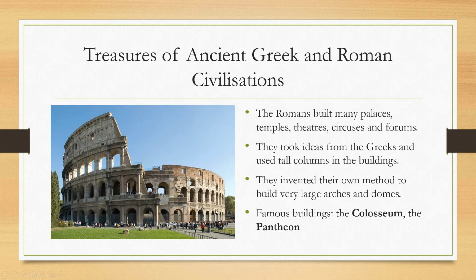Now, we can certainly refer to this picture for evidence. You can identify that columns are used in their buildings, and this famous Roman building is the Colosseum. And just like in the area of language and literature, the Romans used some Greek letters, but they did not use all of them. They would change some of them and use them in their Latin language.